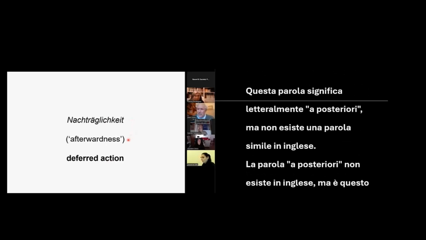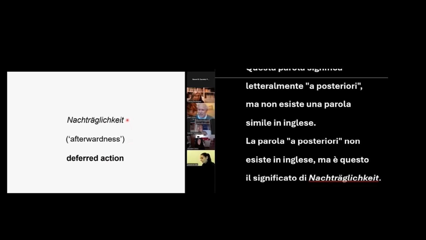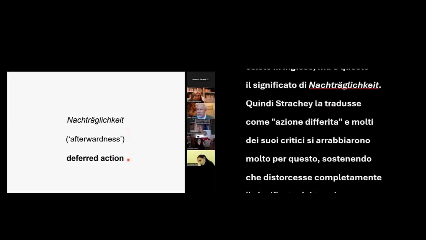This word, Nachträglichkeit, literally means afterwardness, but there is no such word in English. The word afterwardness does not exist in English, but that's what Nachträglichkeit means. So Strachey translated it as deferred action, and many of his critics were very angry about this. They said it completely distorts the meaning of the term.